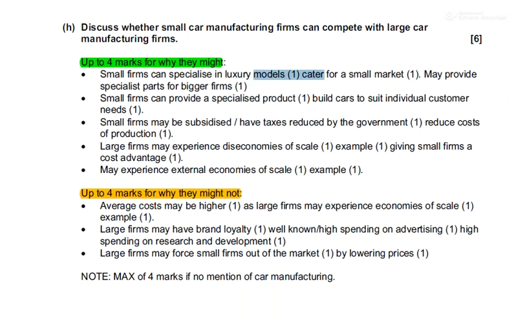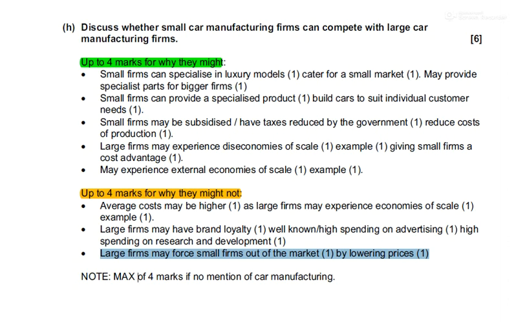Then you want 2 or 3 marks to say, actually, average cost may be higher with small firms. They haven't got economies of scale. Large firms may have brand loyalty and have more barriers to entry on advertising. And large firms may force small firms out of the market by predatory pricing.